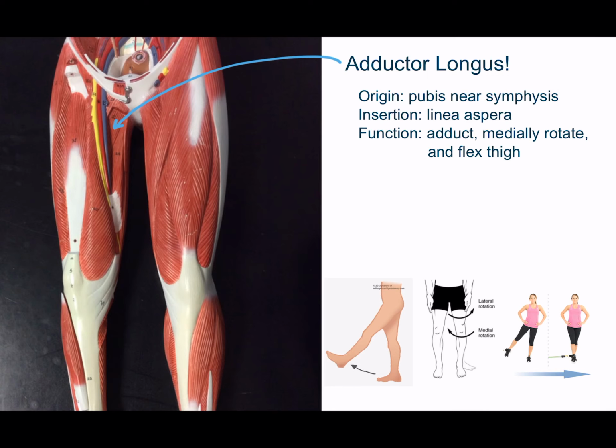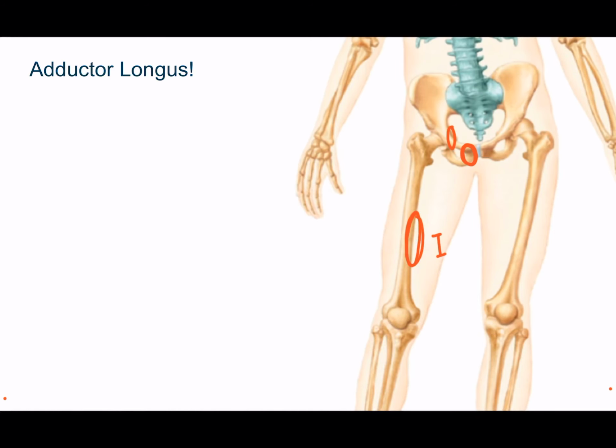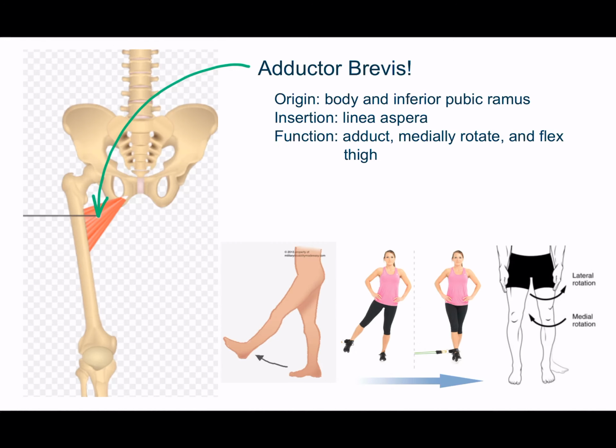The adductor longus originates at the pubis near the pubic symphysis and inserts on the linea aspera of the femur. Its function is to adduct, medially rotate, and flex the thigh. So the same thing. You see this one kind of originates here and goes to here in a different spot. The adductor brevis, which is the shortest one, originates on the body and inferior pubic ramus, and it inserts on the linea aspera. I couldn't find a good picture of it on the model, so this was the best I could do. The function is to adduct, medially rotate, and flex the thigh. So same thing, this adductor group all does the same group of motions.